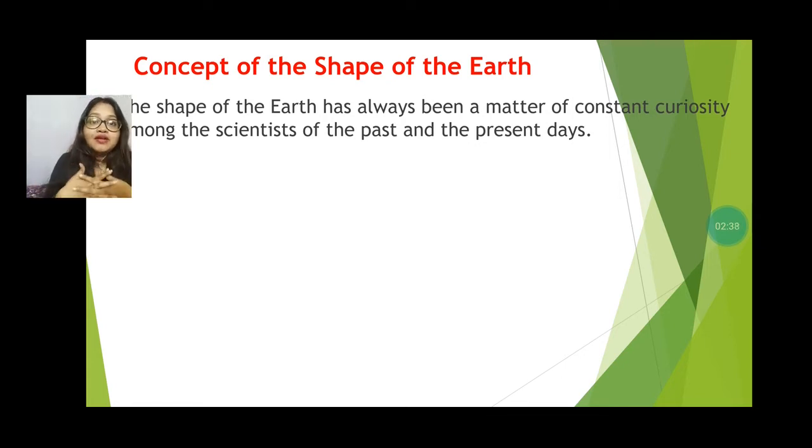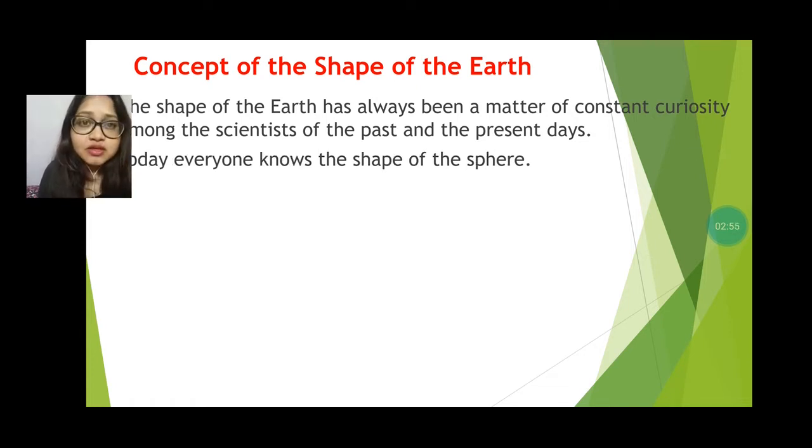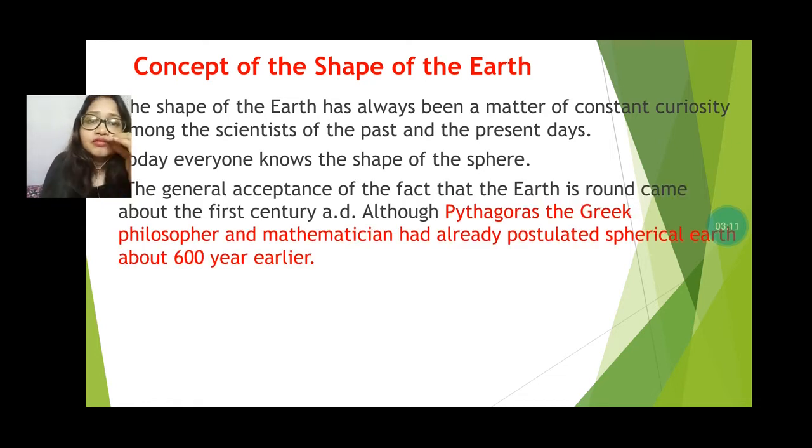Okay, now this is the introductory part about the Earth concept. Now here, the concept of the shape of the Earth has evolved. There have always been questions among scientists about this shape, in the past and the present. Today we know that the Earth is like a sphere. Okay, not a proper circle, not a flat shape, but a sphere.